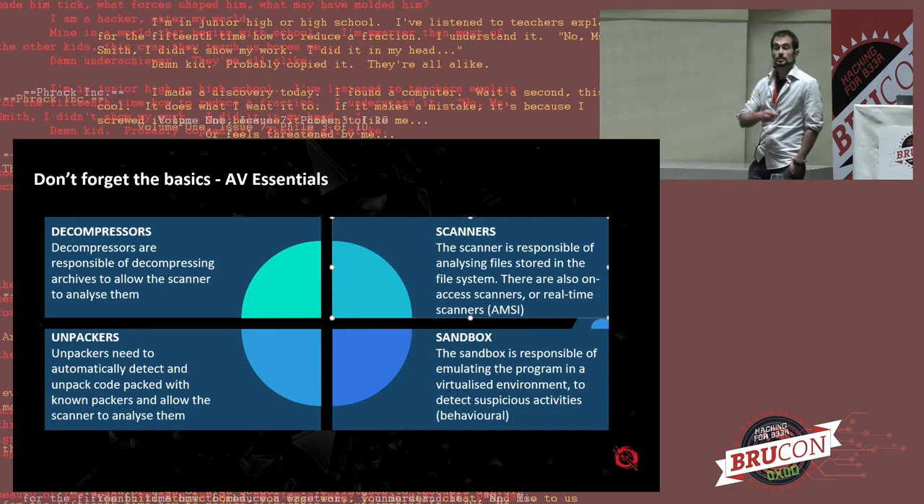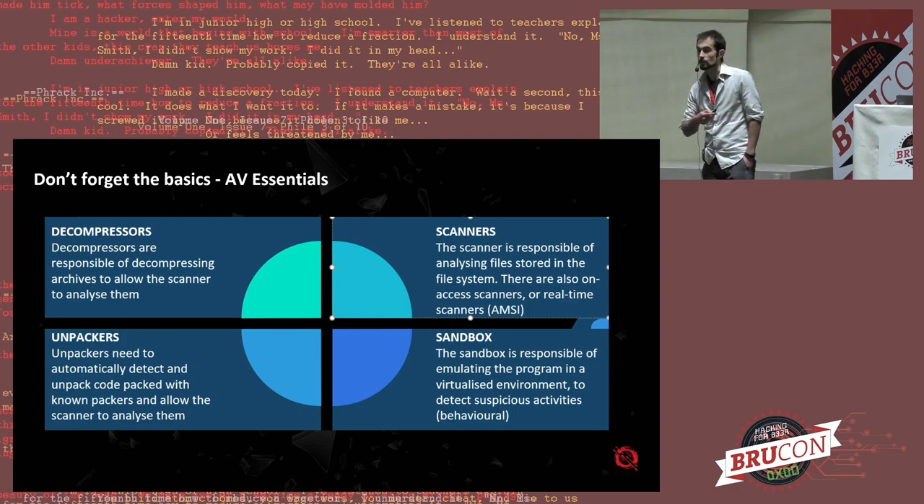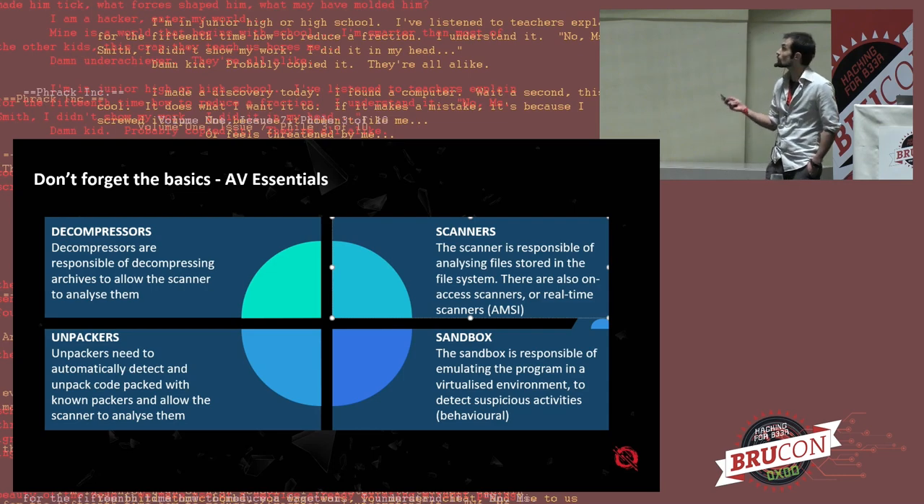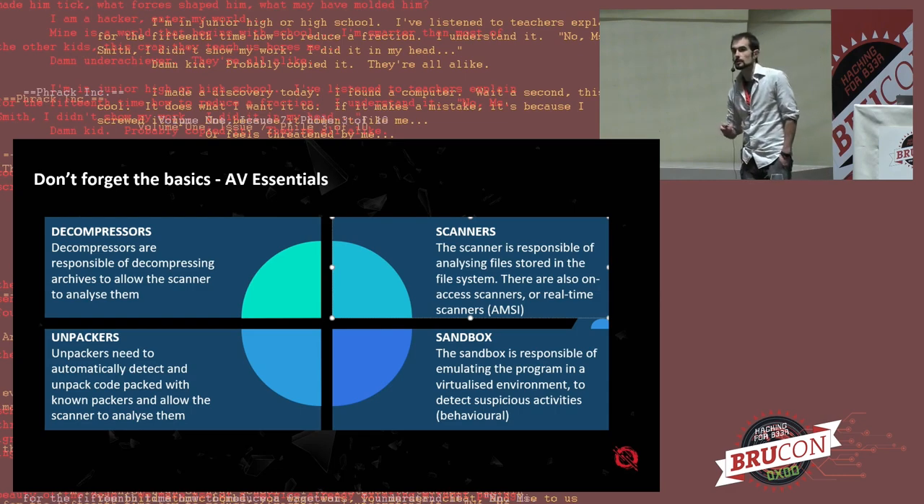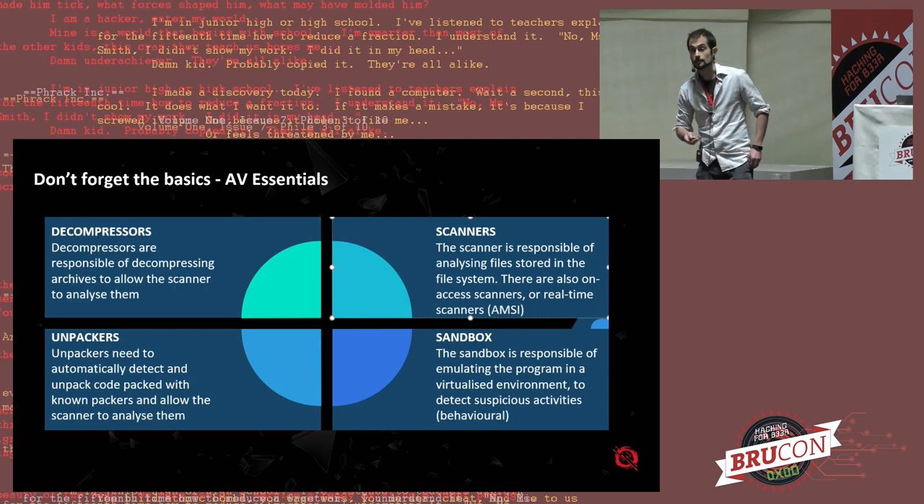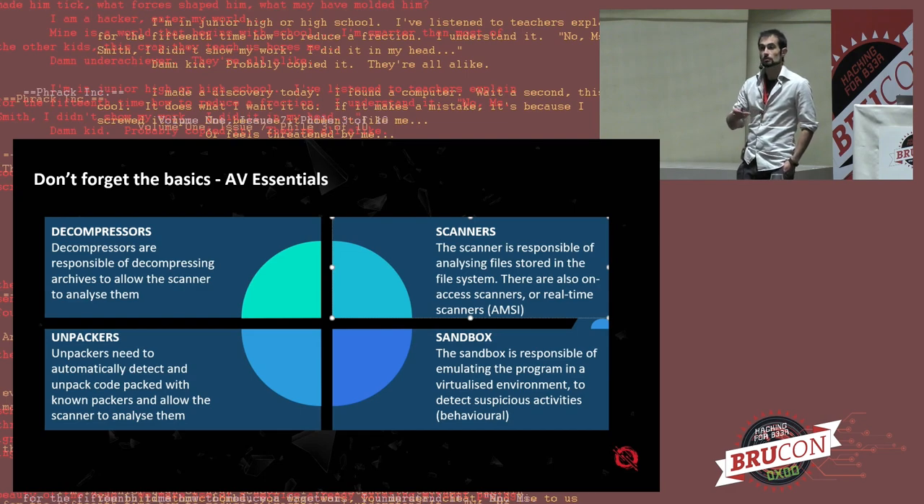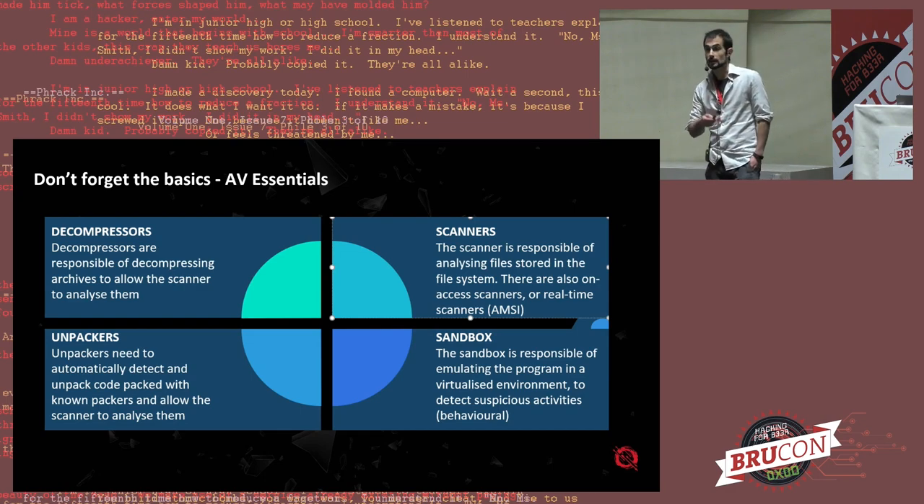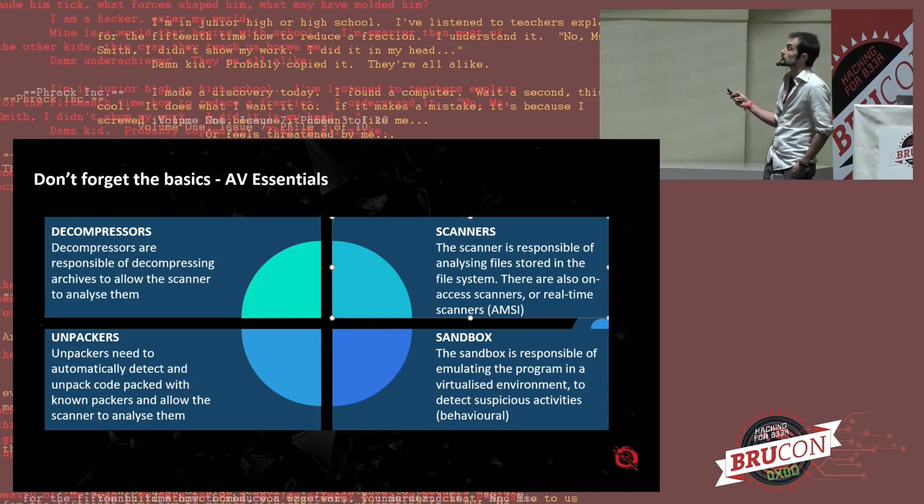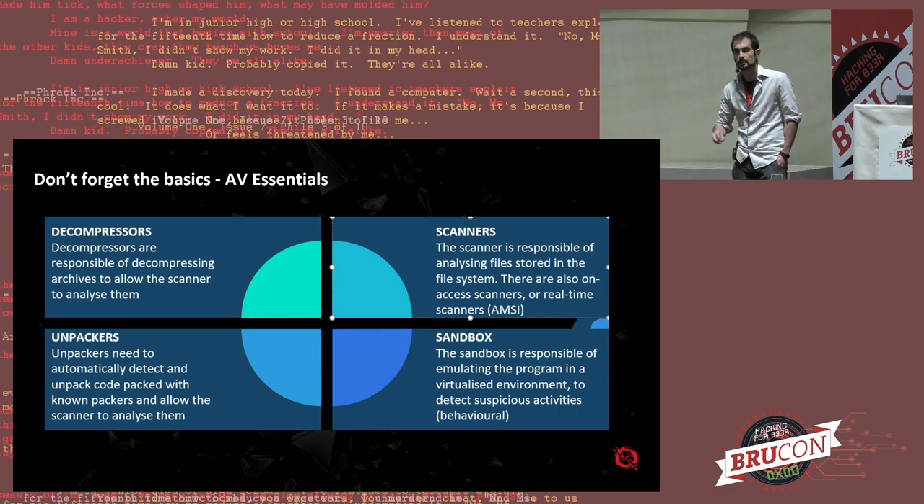Let's start with the AV. The first thing we want to bypass is the AV. What is an AV? What kind of appliance is it? Well, an AV is quite a complex application, and it's based on four parts. An AV needs to have decompressors. If I want to analyze anything, I need to analyze it as a byte stream. So if I receive a zip file, an archive file, something like that, I need to be able to decompress it in order to actually analyze it for known signatures or other stuff.